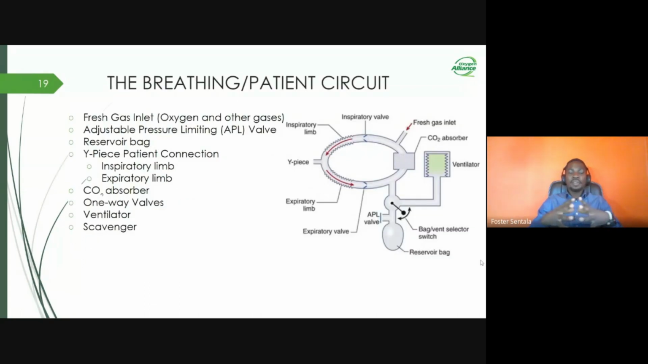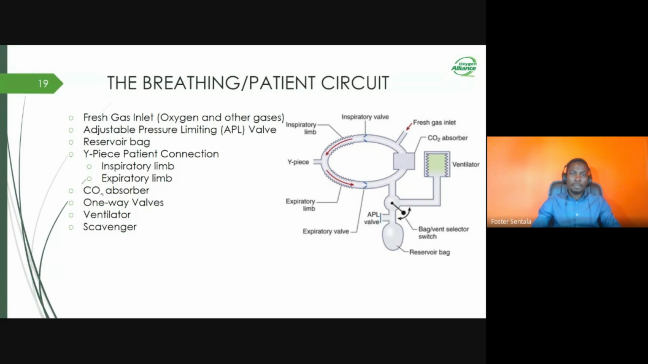I will now explain about the patient breathing circuit. This is basically a breathing system, which is just an arrangement of tubes and other components that transport the anesthetic gases between the machine and the patient. As you can see on the diagram, it is comprised of a fresh gas inlet. This is coming from the vaporizer. And you have the Y piece that is used to supply the gases to the patient.